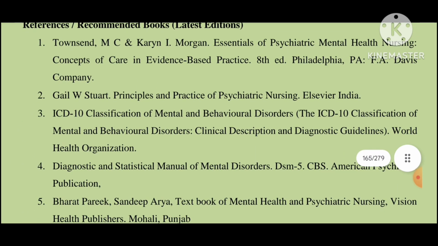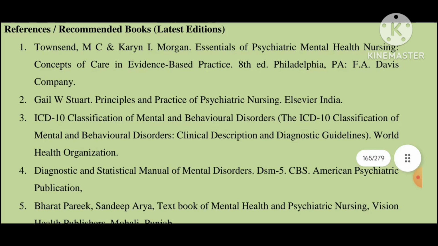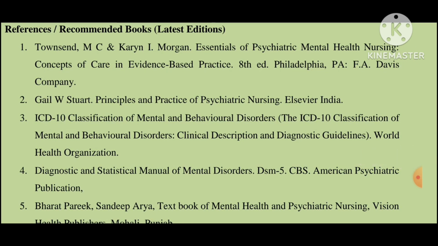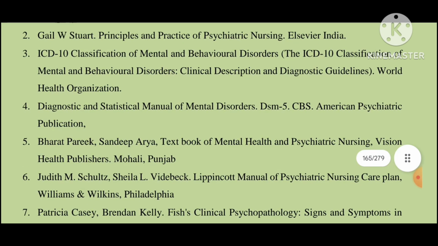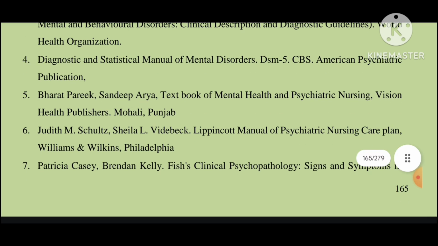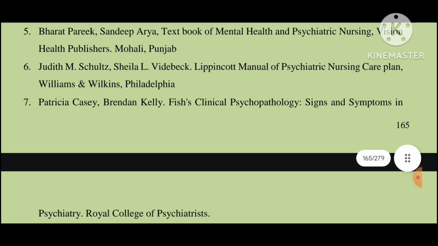So various books recommended for Bachelor of Science Nursing are Mary Townsend, Essentials of Psychiatric Mental Health Nursing; Gail W. Stewart, Principles and Practice of Psychiatric Nursing. Then you can refer to the ICD-10 classification book, and the DSM textbook.